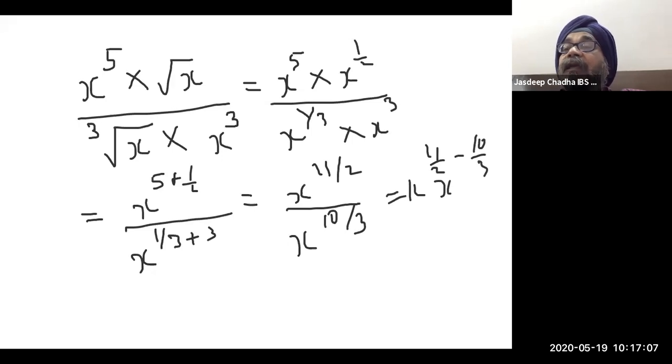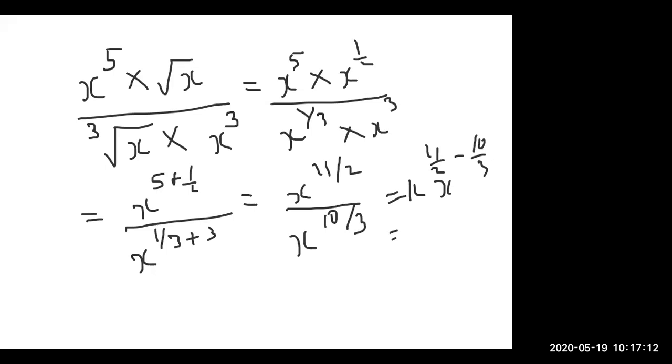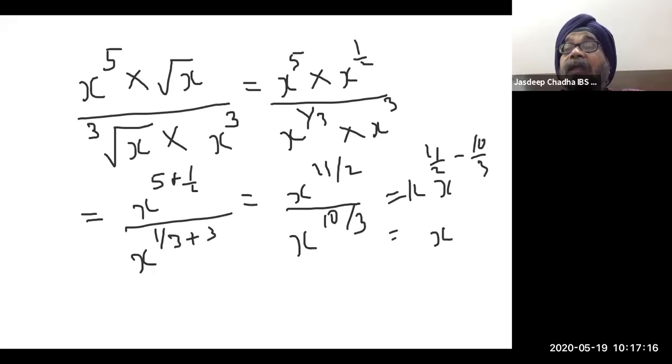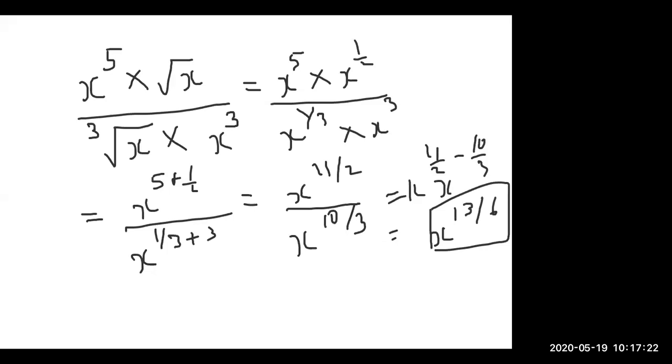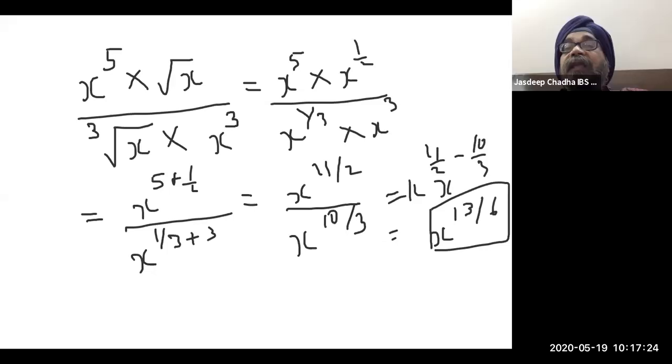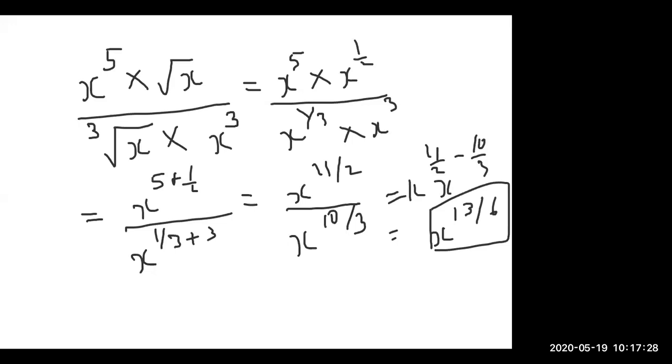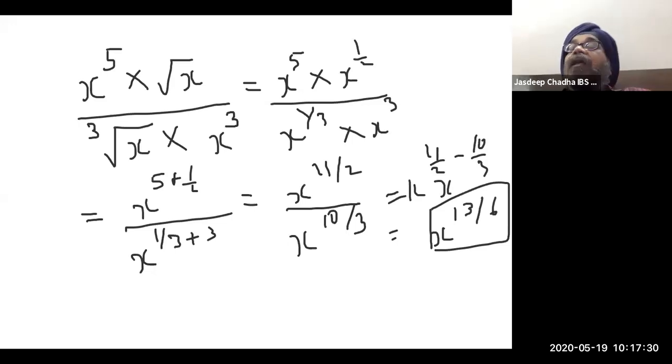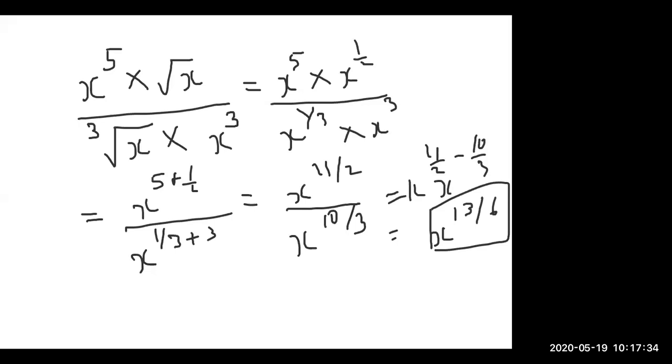Now 11 by 2 minus 10 by 3, you take the LCM as 6. It will be 13 by 6. So x to the power 13 by 6 is the answer which we are getting. Everybody is clear how to use these formulas? Yes, sir. Okay, so let's now take up another one on this.